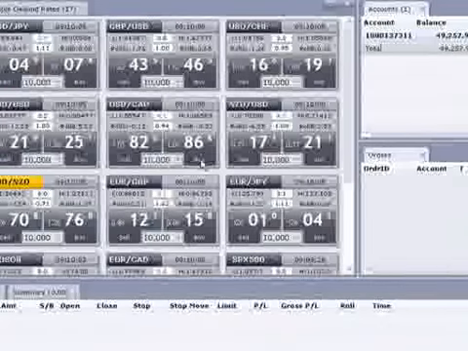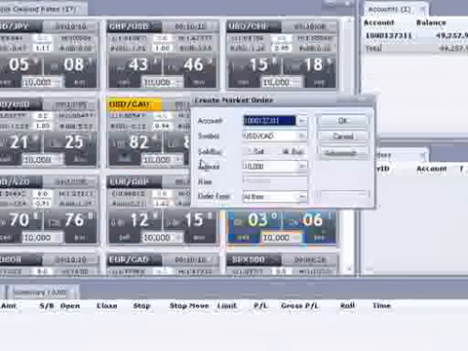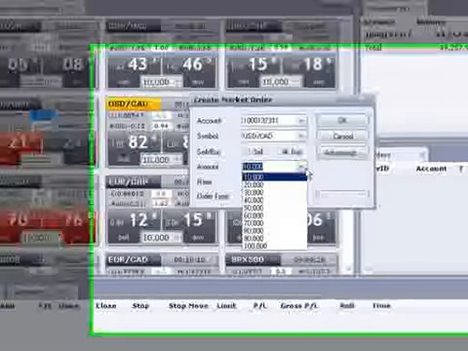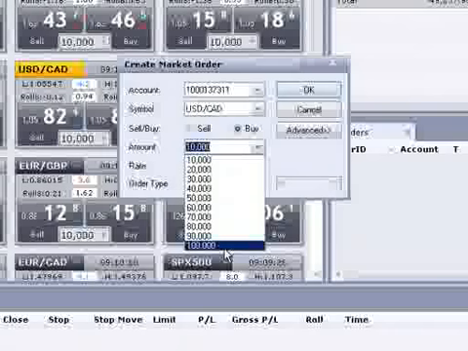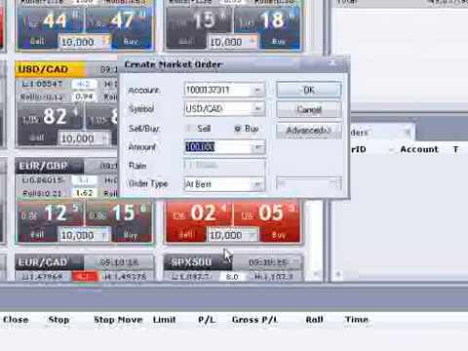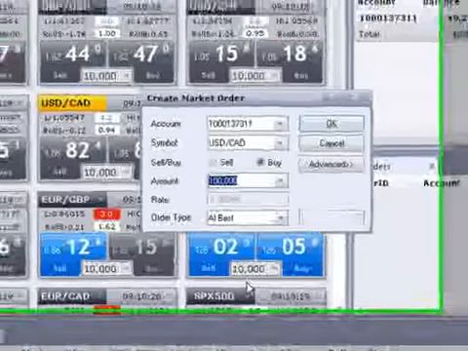So I'm just going to bring this up so we can get ready to get into our position. Now we're going to do a full lot. We're going to be intraday trading as we normally do here. So we're going to be looking to close this position out preferably this morning.